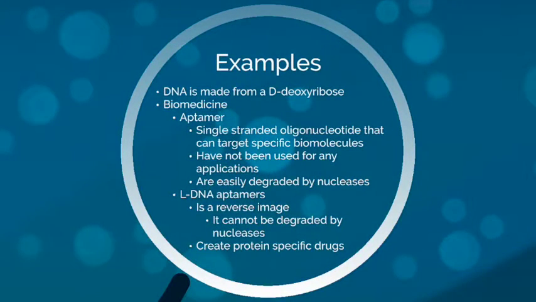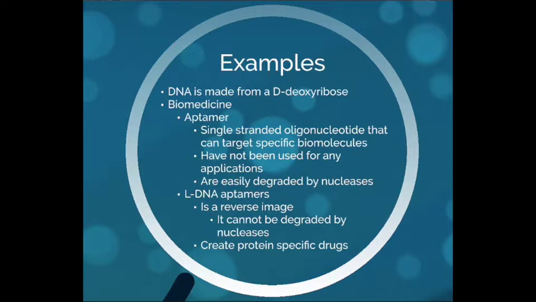DNA contains nitrogenous bases, phosphates, and carbohydrates. They can be classified according to their spatial arrangement as D or L. DNA is made from D-deoxyribose. An area of opportunity in biomedicine is the creation of L-DNA aptamers, which are single-stranded oligonucleotides that can target specific biomolecules. These oligonucleotides have medical uses, especially the creation of target-specific drugs.